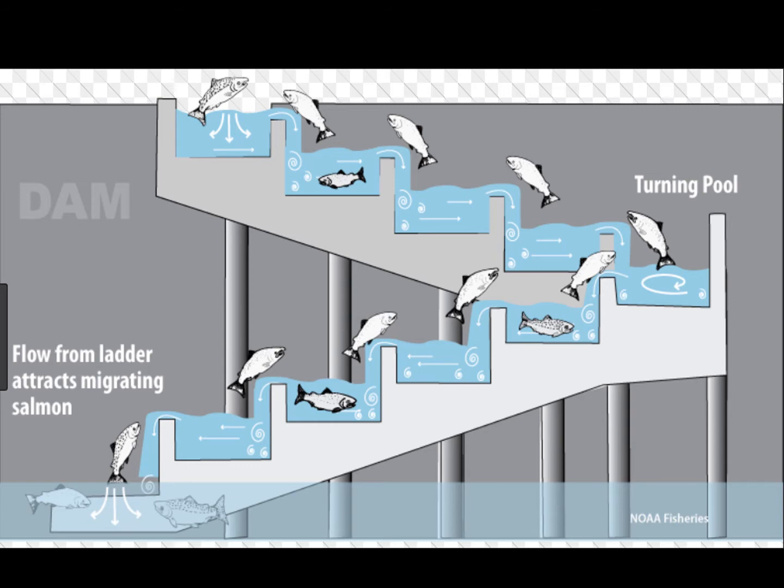eggs. So what engineers have created is what's called a fish ladder, where the fish actually hop up and over, if you want to think about it that way, to the reservoir so that they can return to their breeding sites, lay their eggs, and of course repopulate.